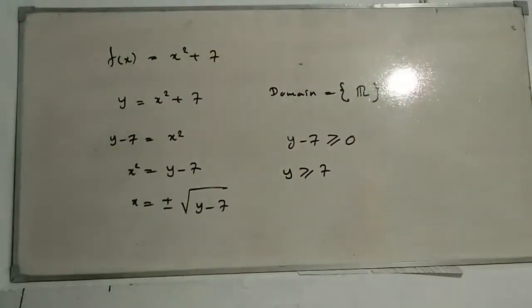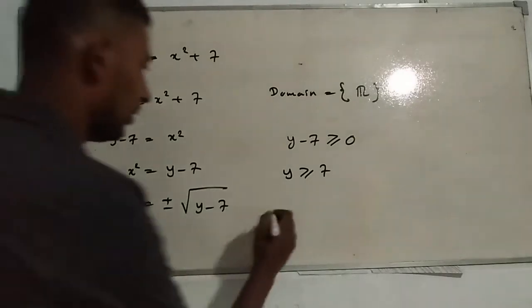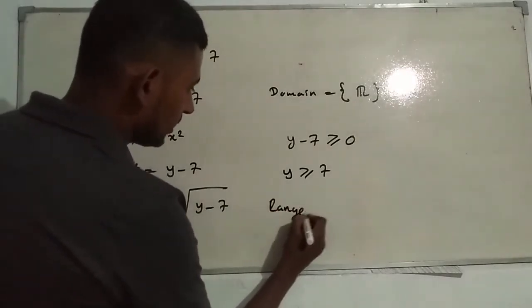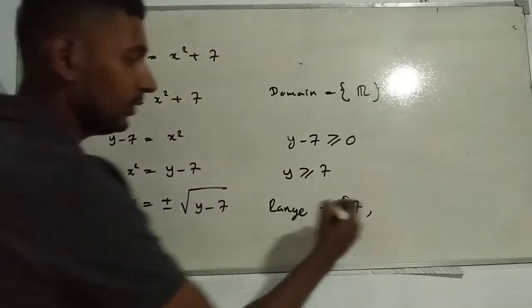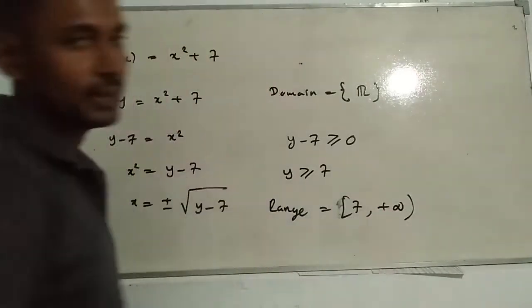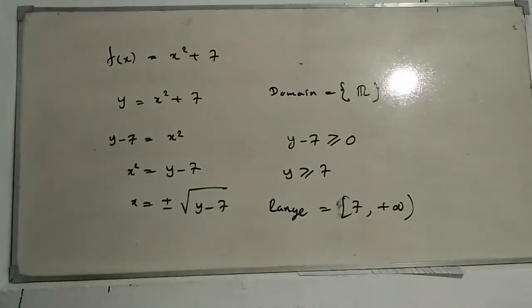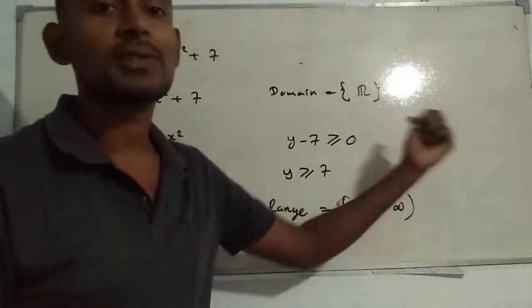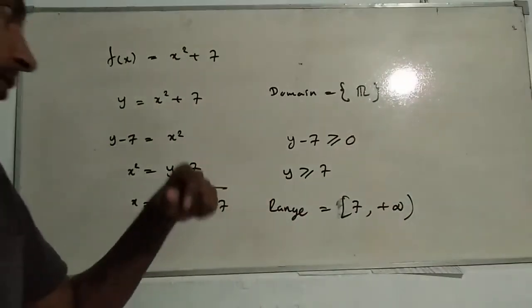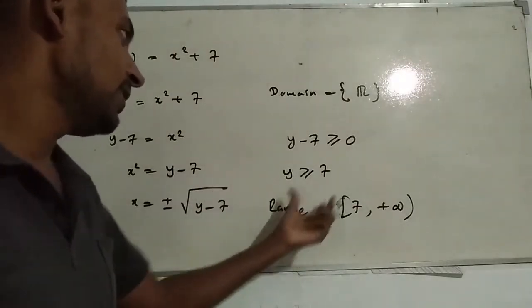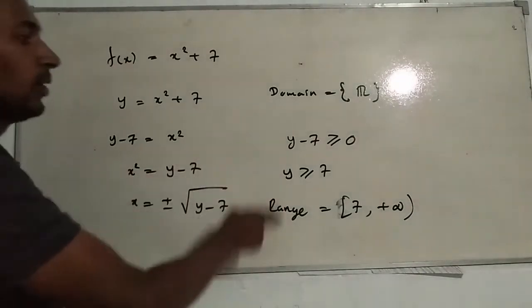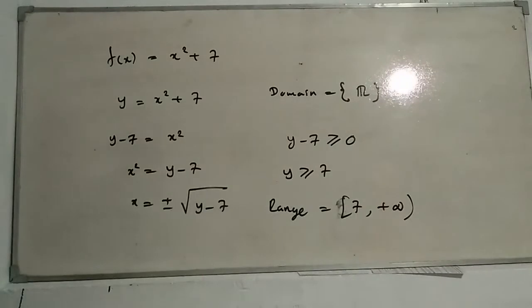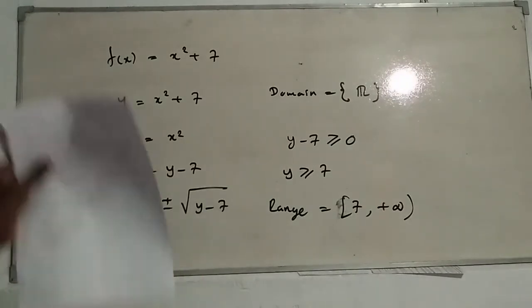That means I can write our range like that: closed interval 7 to plus infinity. That means our range can go from 7 to plus infinity. Those kinds of values, we can say the range is closed interval 7 to plus infinity. Right? Those are the values for our range, and this is our domain. Likewise, we can find the domain and range of that function.